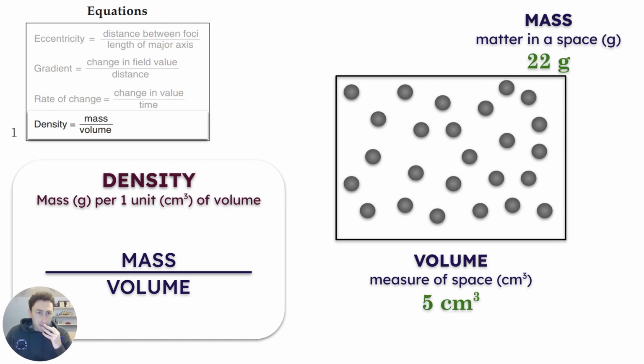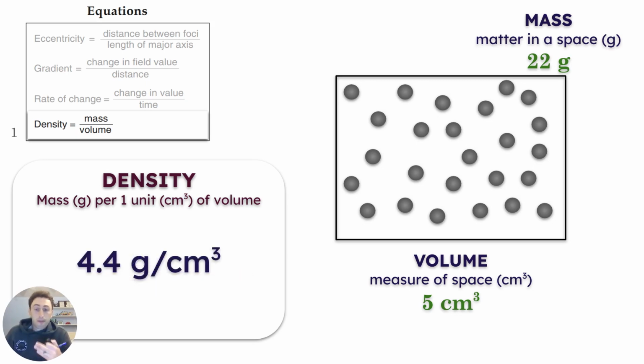Now, an example here, if you have 22 grams of mass and 5 cubic centimeters of volume, the mass over the volume is equal to the density. The density tells you how much mass there is per one unit of, let's say, cubic centimeters of volume. So for instance, this would be 22 grams, which would be the mass, over the volume, which is 5 cubic centimeters. So 22 divided by 5 is going to give you 4.4. That's 4.4 grams per cubic centimeter, and that would be the density, the mass per 1 unit of volume.